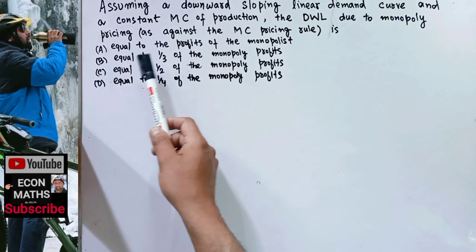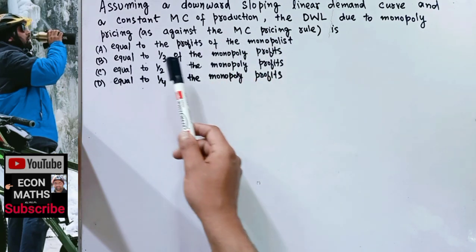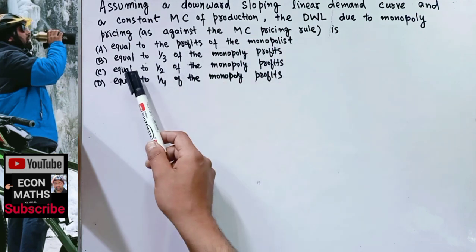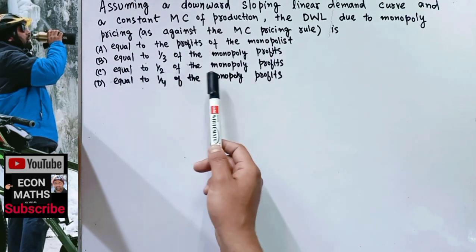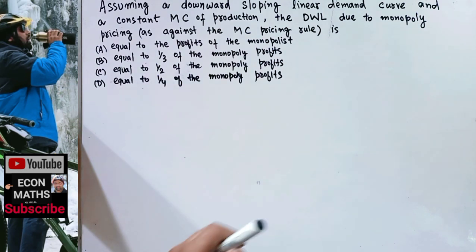We are being given four options. The first option is equal to the profit of the monopolist. Second option is equal to one third of the monopoly profits. Third option is equal to one half of the monopoly profits, and last option is equal to one fourth of the monopoly profits. Okay, so let us solve it one by one.